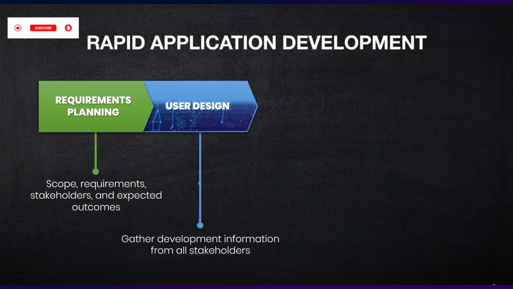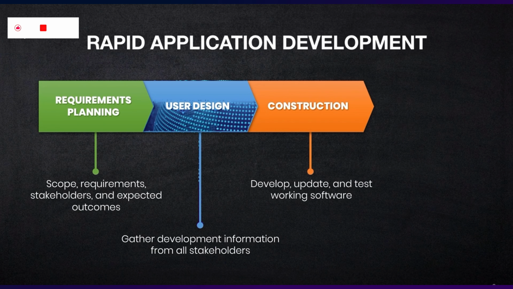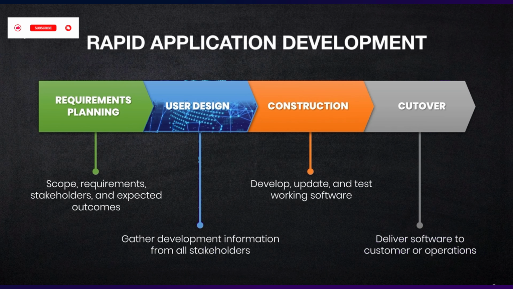Now we move into construction, where we develop, update and test the working software. And finally, we perform the cutover, where we deliver the software to the customer or the operation. So the cutover is where we perform our conversion, our testing, the changeover, rollover, rollout, whatever you want to call it. That's when we turn this over to the customer and they can begin using it. Compared to the traditional development method, this is a very condensed and compressed process. So this makes it very, very efficient.